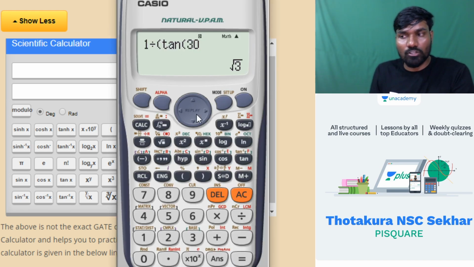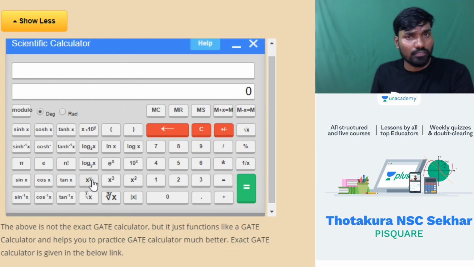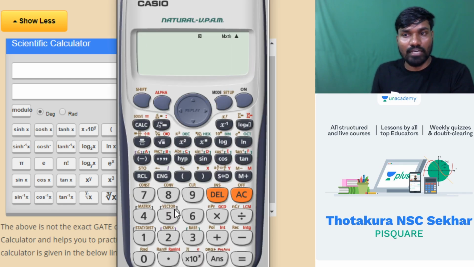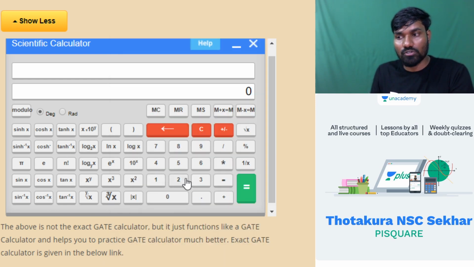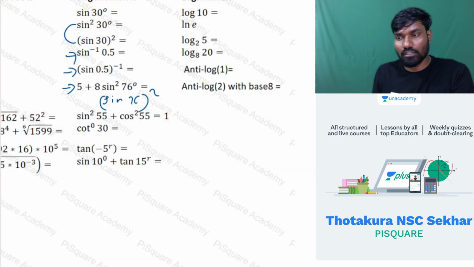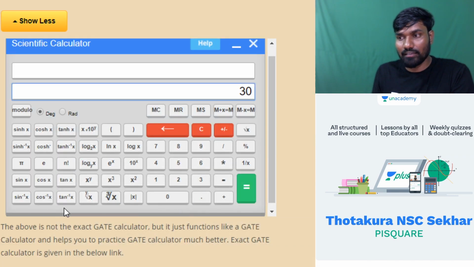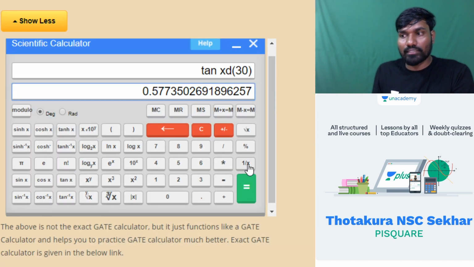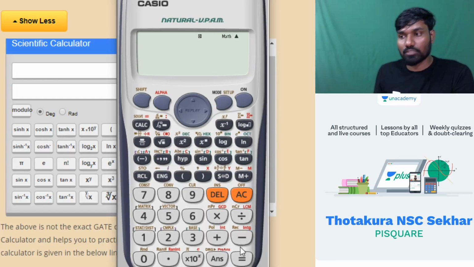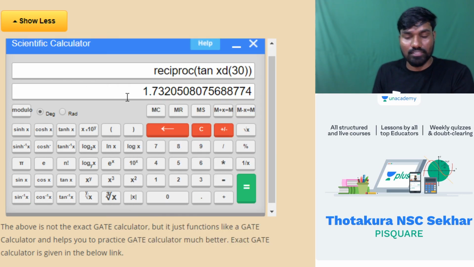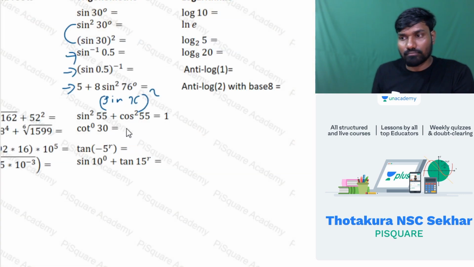In the regular calculator also cot is not there. Here also cot is not there. The way you will calculate here, in the same way you will calculate there also. So inverse of it, I can go with 1 by, or simply cot 30 means tan 30. I'll go for tan 30. You take the inverse of it, you'll get 1.732. That's root 3. That's what we got here also. Take up to 3 digits. Is it done? Okay. The next one. This is also done.